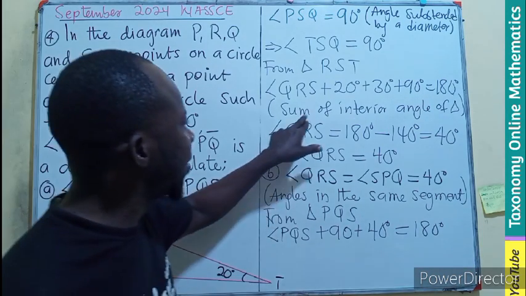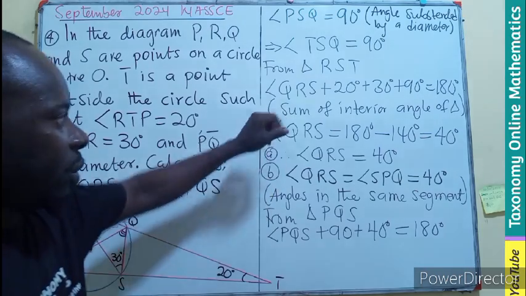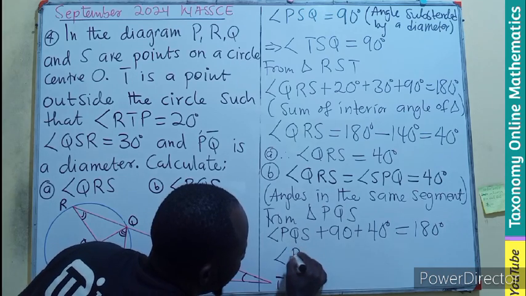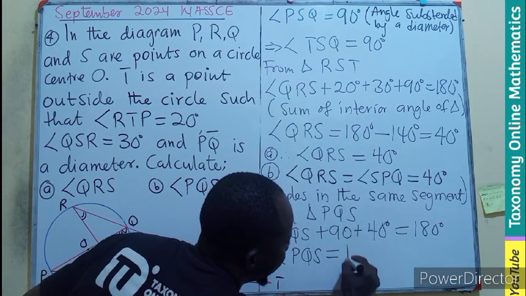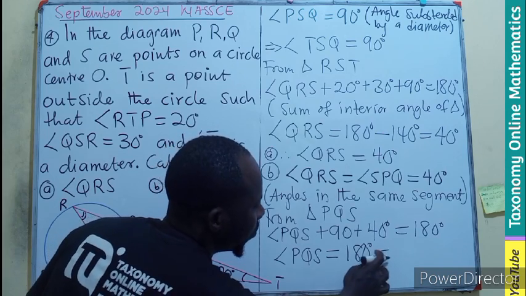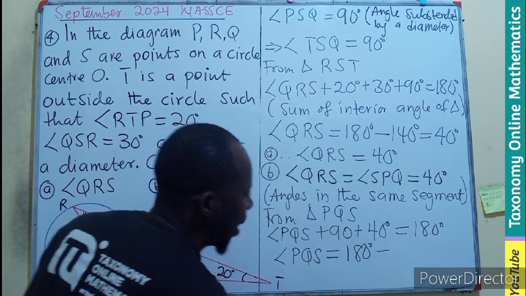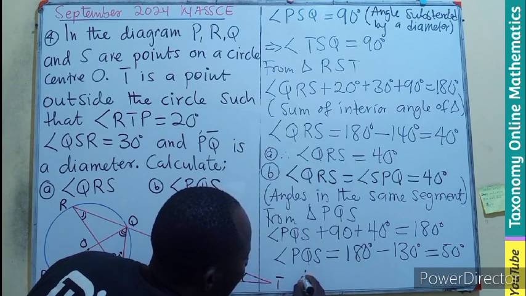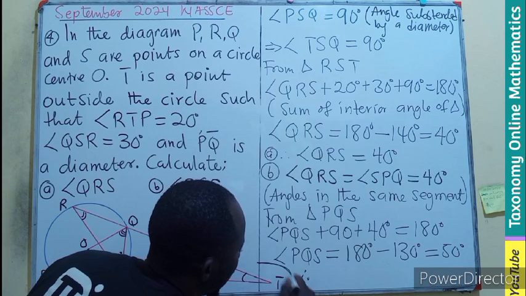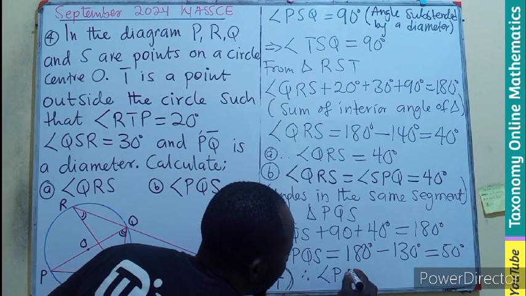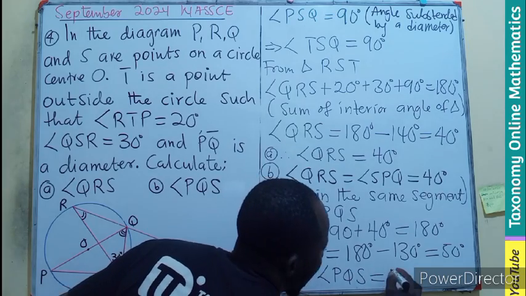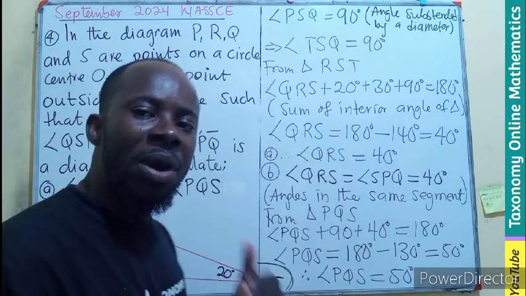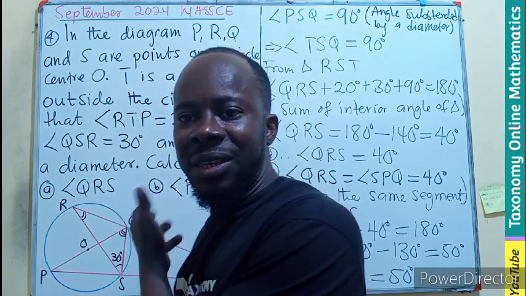Now, what property is that? The sum of the interior angles of a triangle. So we refer to that in there. What will be next? Let's have the angle PQS equal to 180 minus, again, this is going to be 130 degrees, and that will give you 50 degrees. Therefore, the angle PQS will be nothing but 50 degrees.